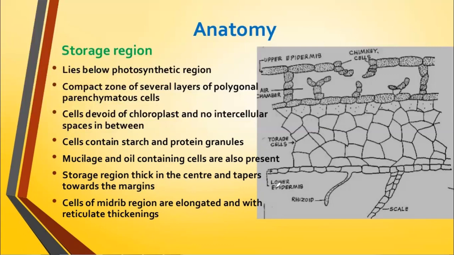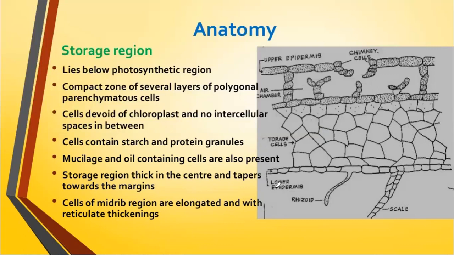The second region is the photosynthetic region. The photosynthetic region is made up of large air gaps. These air gaps are called air chambers, which also help in the buoyancy of the Marchantia. These air chambers are separated by walls with the help of a single layer of cells, which have a lot of photosynthetic pigments. Okay, these undergo photosynthesis. So this region is called the photosynthetic region.